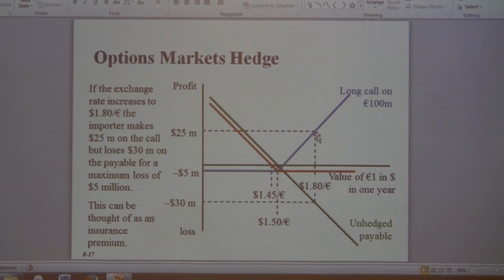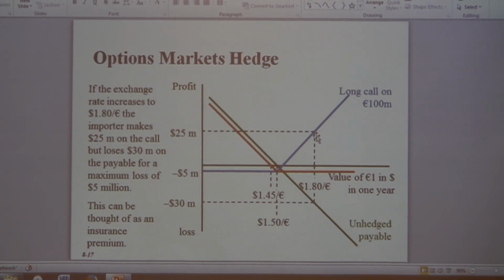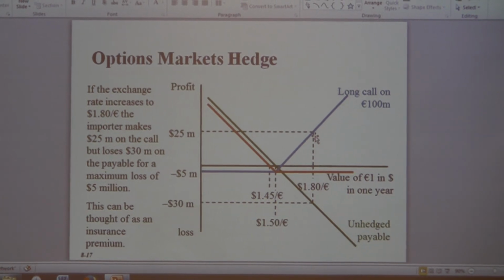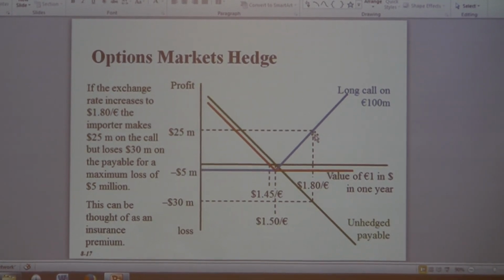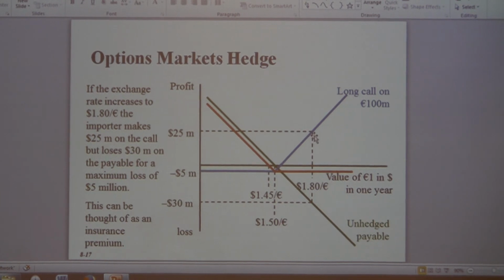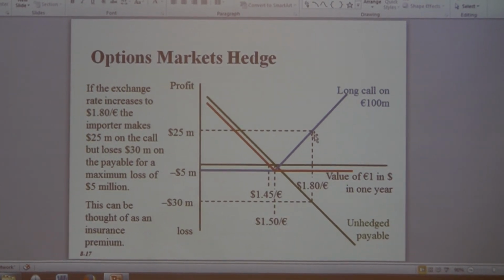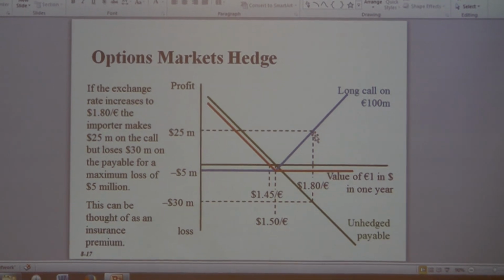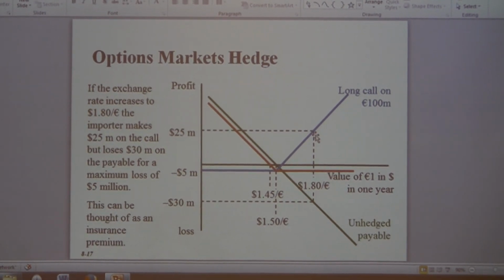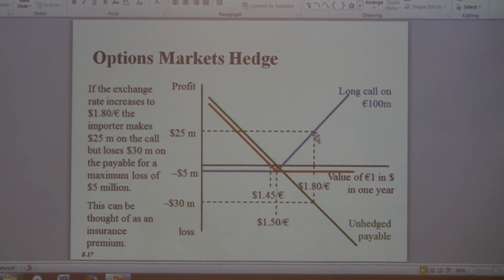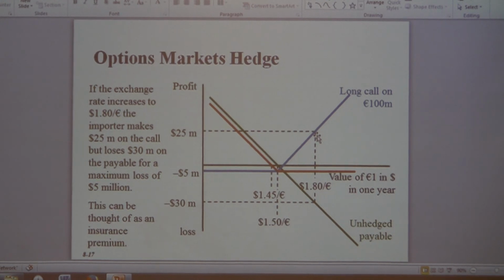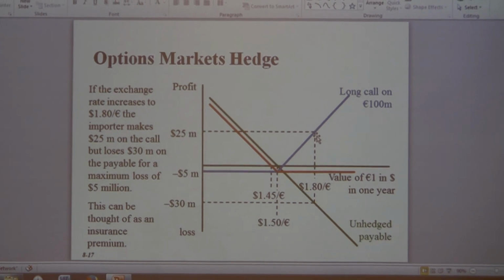So this basically tells you his cost at an exchange rate of 180. So what we see here is that up to an exchange rate of 150, the option will not be exercised. So his cost is going to be the spot price, okay? Whatever the spot price is, plus the premium he paid for the option. So he's going to lose the money he spent for the option. So in this case, that's $5 million.